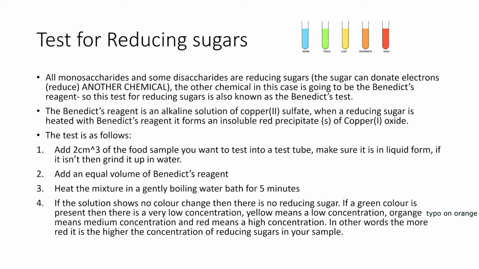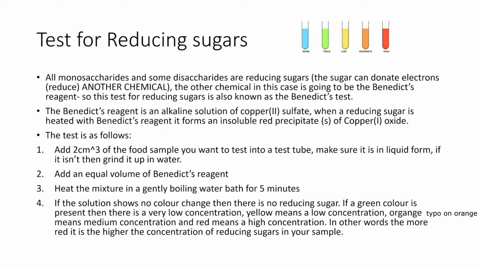Okay, we're moving on to the tests. So this is how to test for reducing sugars, and we use the Benedict's reagent here, hence the name Benedict's test. All monosaccharides and some disaccharides are reducing sugars, which means the sugar can donate electrons to another chemical, or reduce it. A reduction is the gain of electrons, oxidation is the loss of electrons. The other chemical in this case is going to be the Benedict's reagent. So this test for the reducing sugars is known as the Benedict's test because we use the Benedict's reagent.